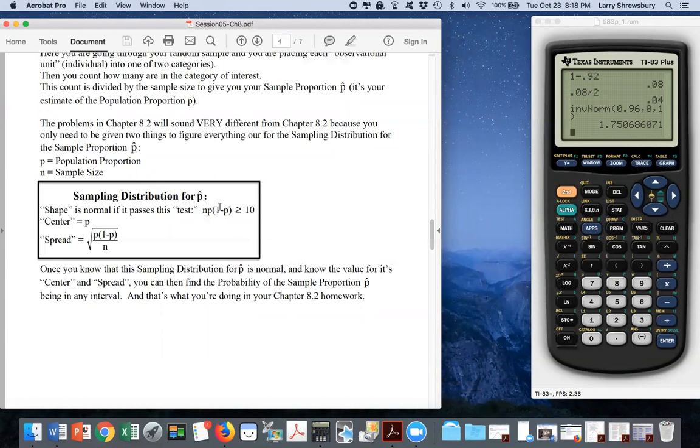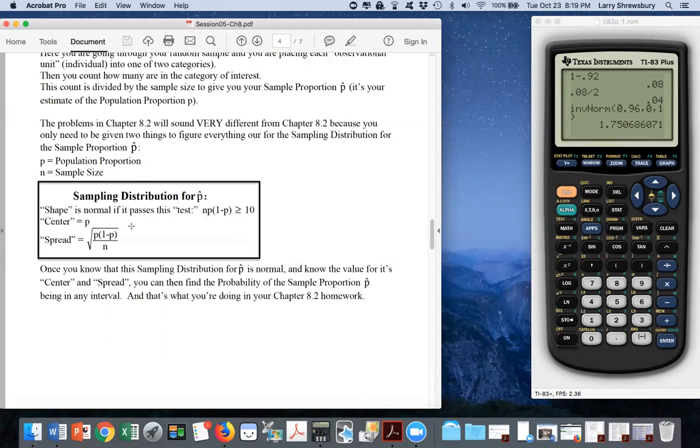This is how you knew the shape was normal. This is the center. Remember, p is your population proportion. So what is a population proportion? You've got a population of categorical data. It's just names or labels, and there are only two different names because it's binary. There are just two categories, and you're dying to know what proportion of the whole population is in one of those particular categories that you're interested in. That's your population proportion.